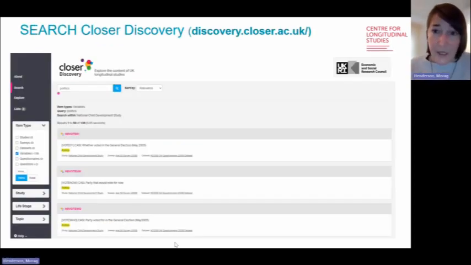And this is a useful resource. It's called Closer Discovery. It captures most of the sweeps for our 4 cohorts. Not all are up there just yet, but you can search for specific keywords in the variable. So here I put in one that's called politics, and then what comes up is any question that includes, or any tag that has, the term politics, and you can select by study or life stage or topic. And it's quite a nice way to try and find whether or not there's a variable captured.